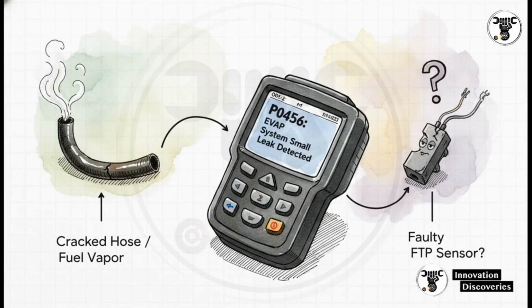Let's grab the scanner. You'll often see EVAP codes like P0450, which points directly to a pressure sensor malfunction. But I need to warn you about a massive trap for rookies, the dreaded P0456 code, which stands for EVAP small leak detected. A P0456 can definitely indicate a real physical leak, like a cracked hose somewhere. But it can also be a completely false reading caused by a lying FTP sensor. You cannot just assume there's a leak without doing your testing.